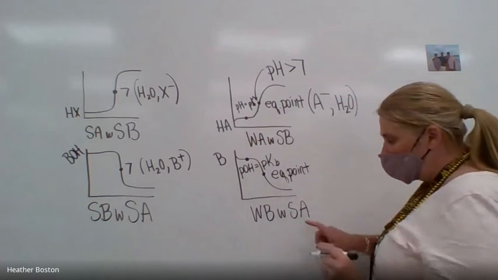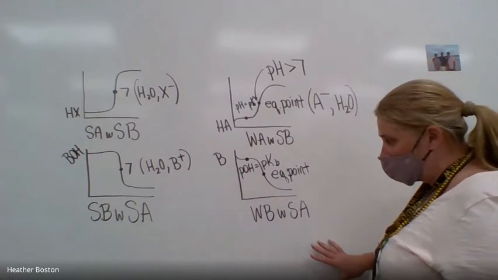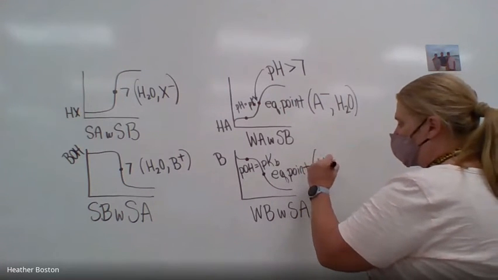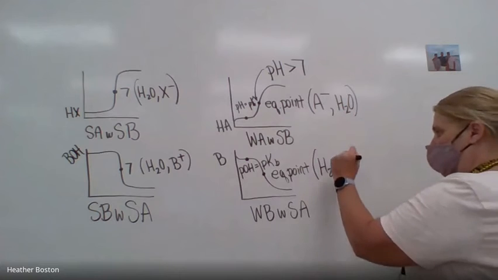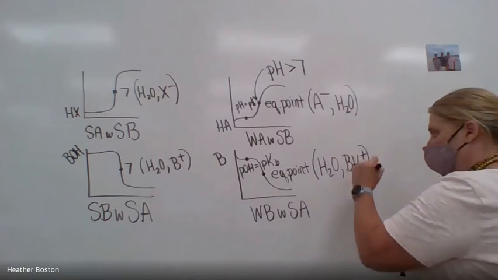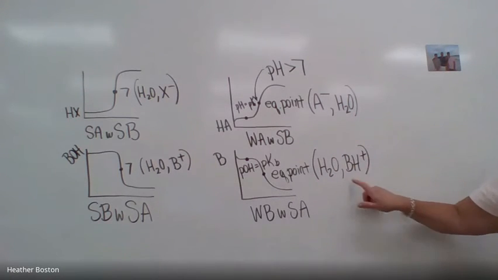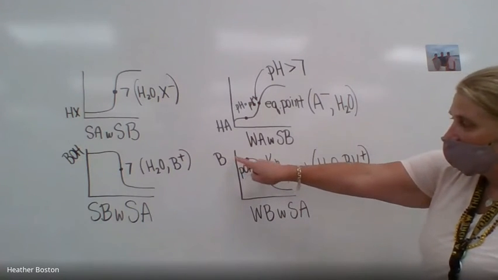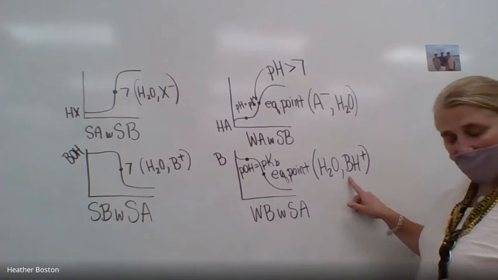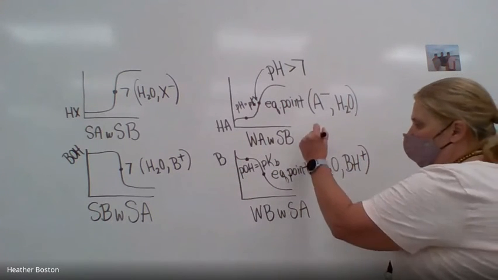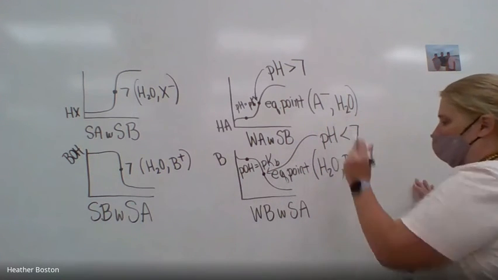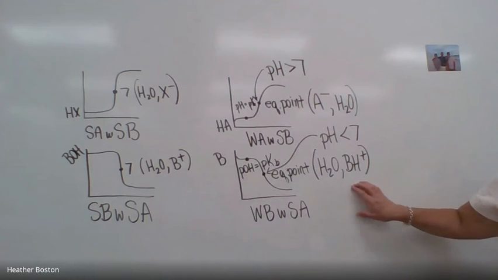you have no more H pluses or OH minuses. All the OH minuses have been consumed by exactly the right amount of H pluses to produce water. And then we also have the conjugate acid of the weak base. So we know that there's no base left over. All we're left with is the conjugate acid at the equivalence point. Therefore, at the equivalence point, the pH is going to be less than 7 because in solution, all we have left is the conjugate acid of a weak base.